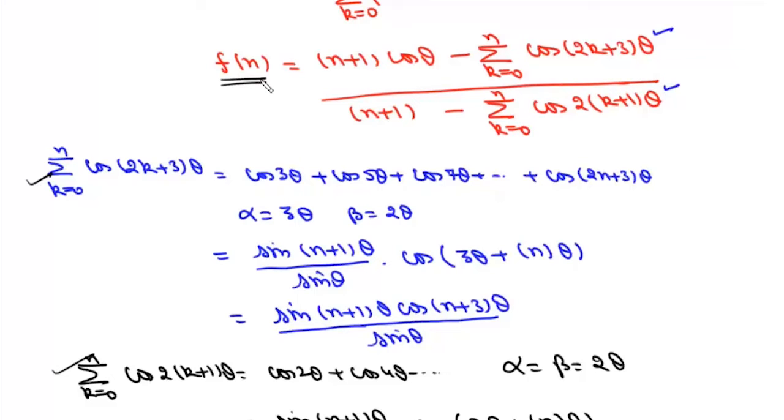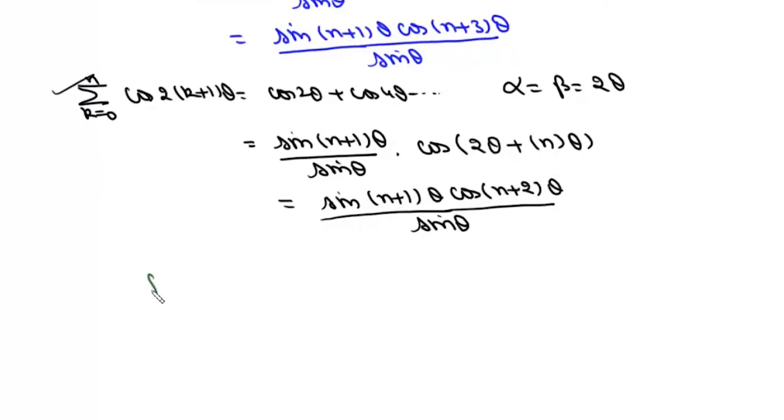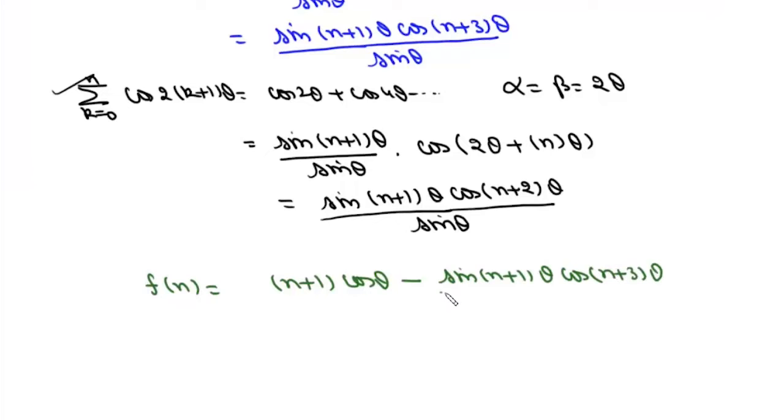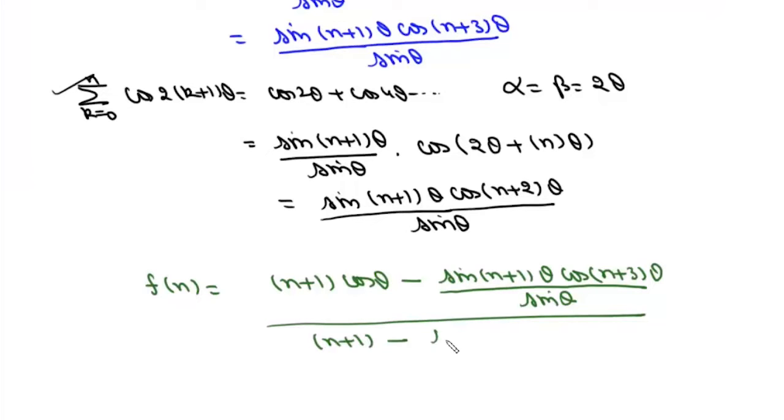So we can write this function fn as (n plus 1)cos theta minus sine(n plus 1)theta cos(n plus 3)theta upon sine theta, divided by (n plus 1) minus sine(n plus 1)theta into cos(n plus 2)theta upon sine theta.